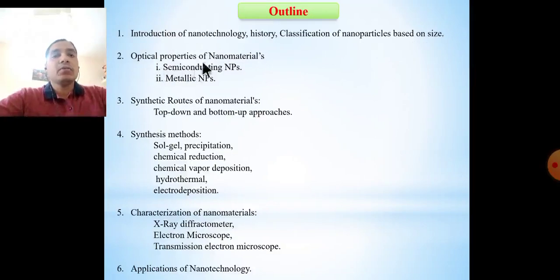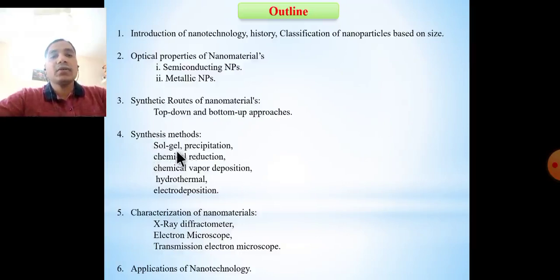Second point, optical properties of nanomaterials. First, semiconducting nanoparticles. Second, metallic nanoparticles. Third point, synthetic routes of nanomaterials: top down and bottom up approaches. Fourth point, synthesis methods.